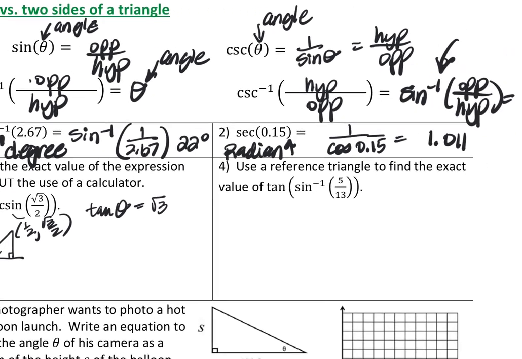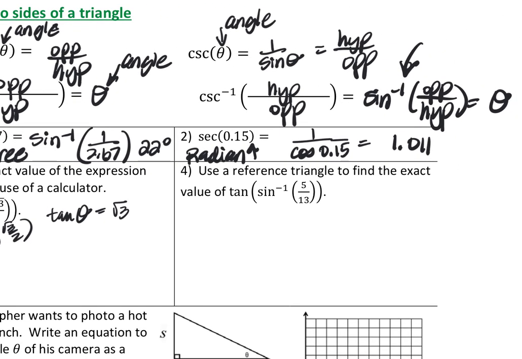On the next one, number 4, use a reference angle to find the exact value of this. Okay, so here I'm going to just draw an angle. This one's not on our unit circle. Sine is opposite over hypotenuse. So 13 is here. This would be 5. Because this is a Pythagorean triple, I know this is a 12. If not, you can do your Pythagorean theorem and figure it out. All right, so this is our angle. So tangent of this angle would then be opposite over adjacent, and we're done. Yay.